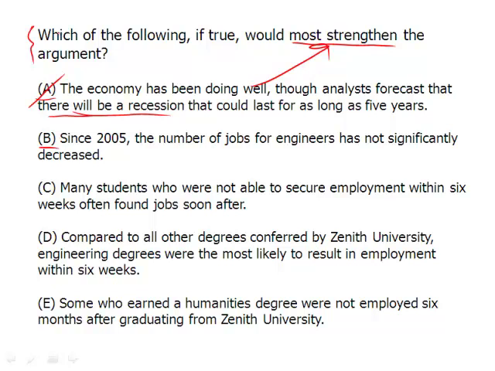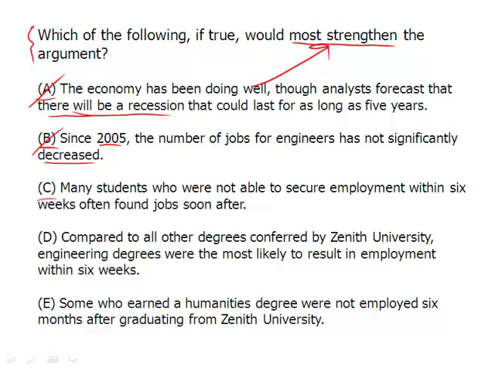B, since 2005, the number of jobs for engineers has not significantly decreased. Okay, well, maybe in 2005, things weren't going well for engineers. In 2009, they're still not going well. Or maybe they were going really well. Now they're still going really well because the number of jobs has not decreased. But that doesn't answer our question. That doesn't help us plug in the gap. Remember, the gap goes back to comparing engineering students to all students at ZU and thinking the economy is going to be the same. Of course, the correct answer is going to plug up only one of those holes because there's only one correct answer.